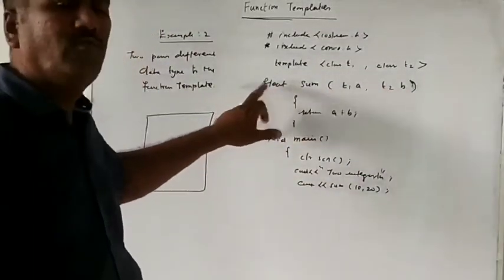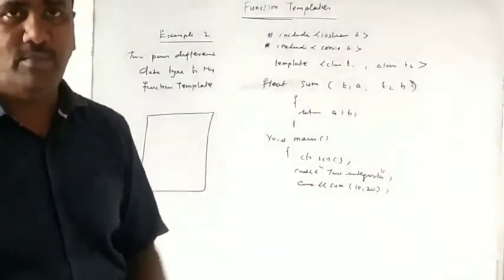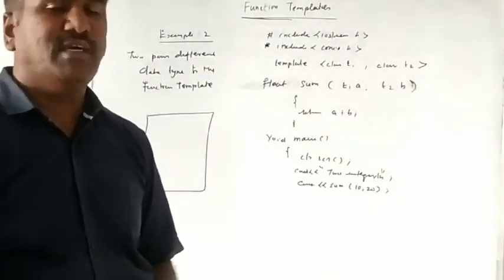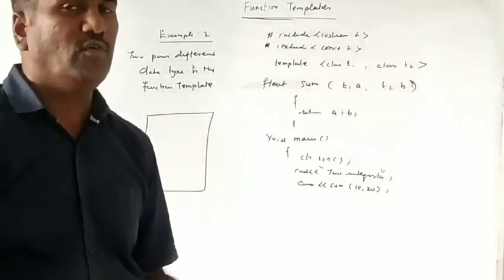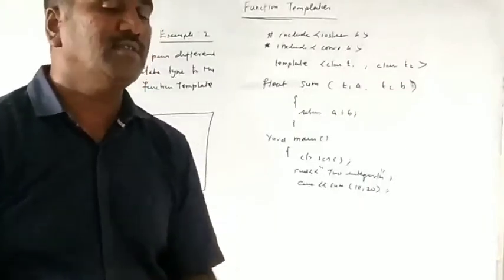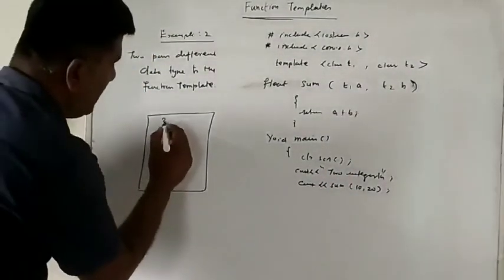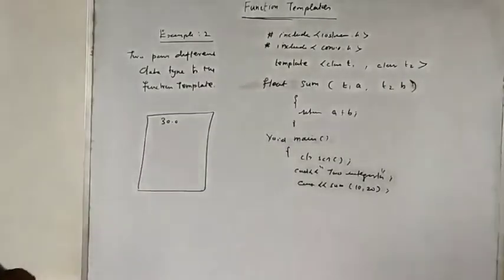So the return type is float. An integer is accepted for the return type float because of automatic type conversion. So an integer is converted to float, but a float is not converted to integer because the floating point value is truncated. So here we are calling that, and you are getting the answer 30.0.